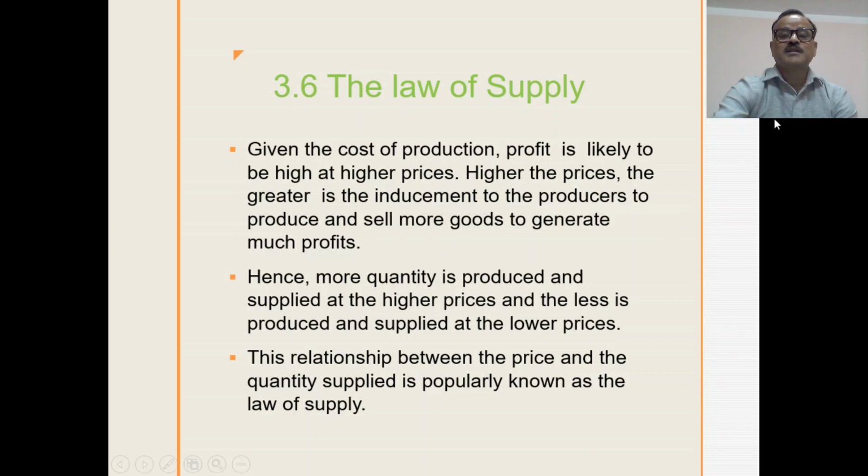Hence, more quantity is produced and supplied at high prices, and less is produced and supplied at low prices. This relationship between the price and the quantity supplied is popularly known as the law of supply. So the relationship between quantity and price is established in the law of supply.